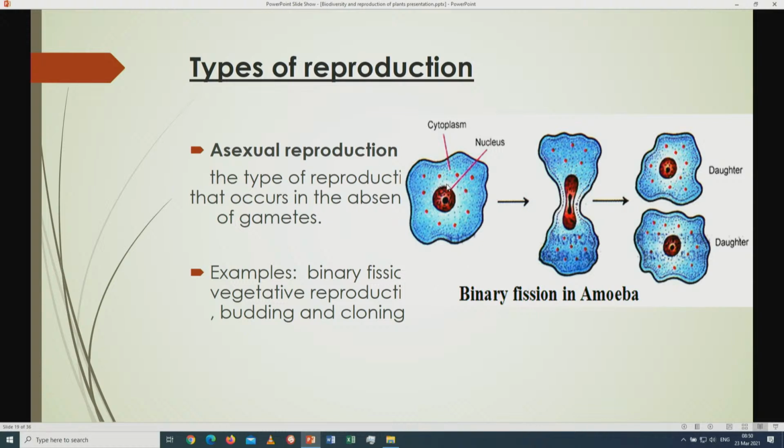So here I have an example of binary fission, where the body of a parent organism divides into two to form two daughter cells or two parent plants, which look exactly the same as the parents. These are the daughter plants. They look exactly the same as the parents.